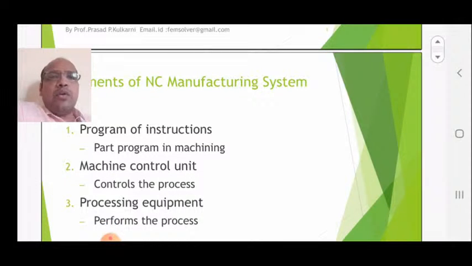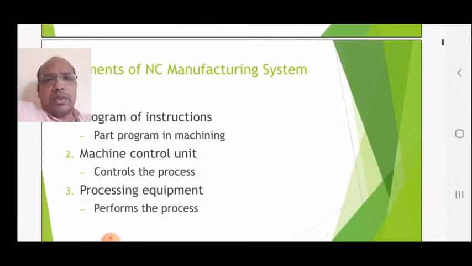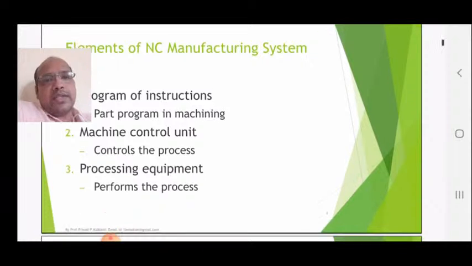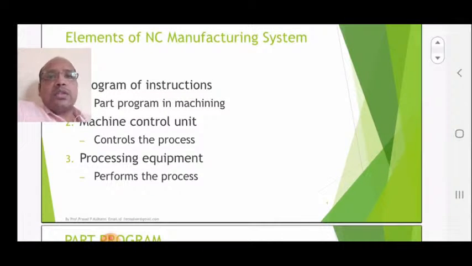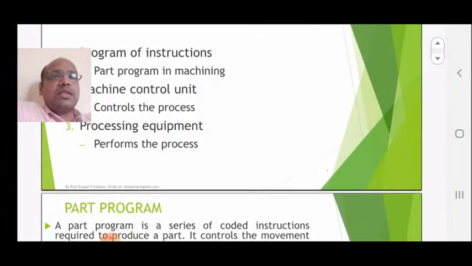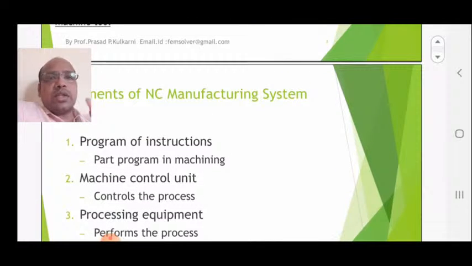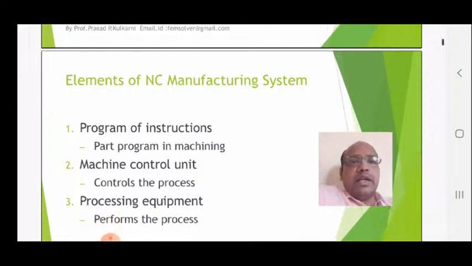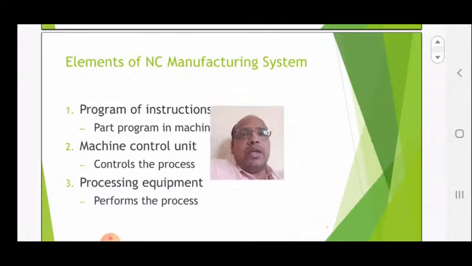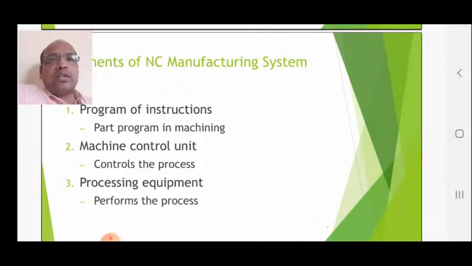First one is a program of instruction that is called a part program. Second one is a machine control unit that controls the processes in manufacturing, and third one is the processing equipment, or you can call it a tooling device. It performs all manufacturing operations. All these three elements, the first one is a part program, second one is a machine control unit, and third one is a processing unit. All these three are interconnected to each other, and by using these three elements we are going to manufacture a component in CNC system.